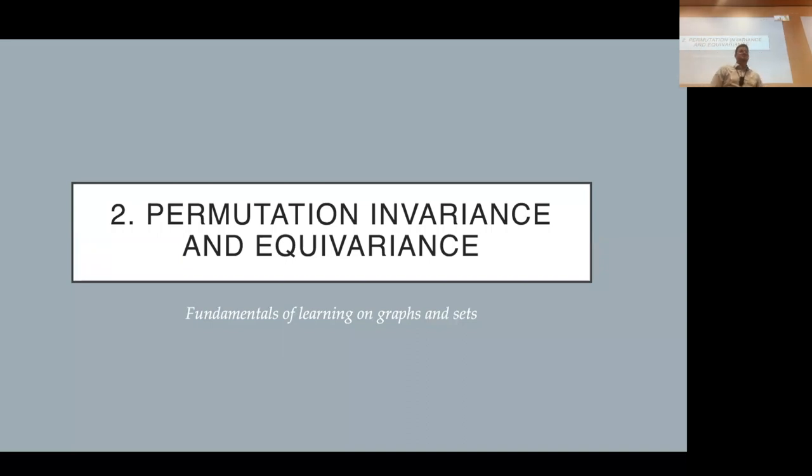It's actually some interesting group theoretic terms: permutation invariance and equivariance. Why the hell are you talking to us about this? Well, basically, it's because these two concepts, if you understand them, are fundamental to understanding everything you'll ever need to know about basic graph neural networks. That's why in the subtitle you can see these two terms are basically fundamentals of learning on graphs and sets. And if there's one thing you take away from this tutorial, I hope it's those two concepts.